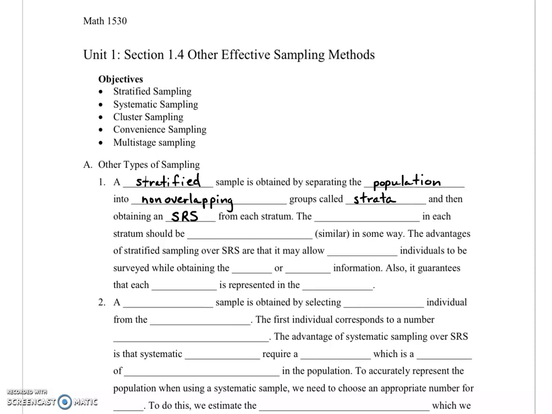So the individuals in each stratum should be homogeneous, which just means similar in some way. So if you've ever taken a survey, they usually want to know whether you're male or female and your age range, and that's usually so they can group you in categories.